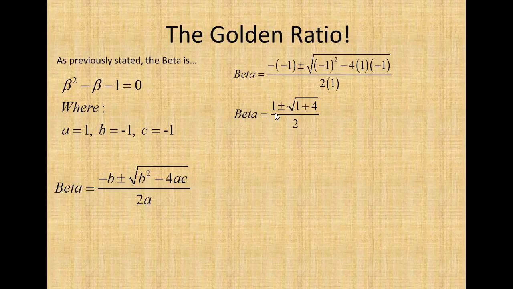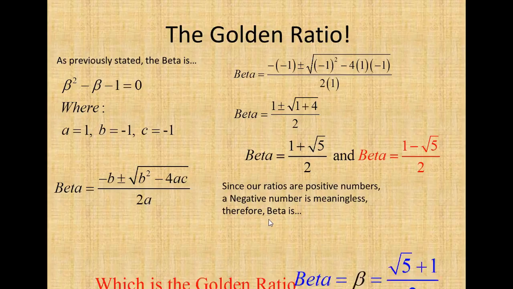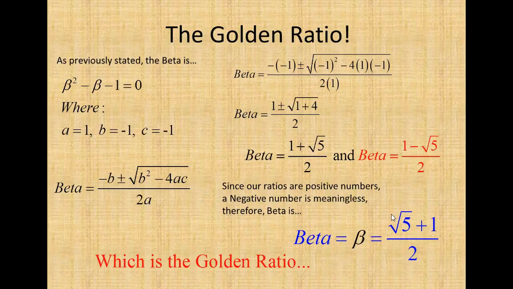And we get beta is equal to 1 plus or minus the square root of 1 plus 4, all divided by 2. So beta equals 1 plus square root of 5 divided by 2, and beta equals 1 minus square root of 5 divided by 2. Well, 1 minus square root of 5 divided by 2 gives us a negative number, which we don't need. Since our ratios are positive numbers, a negative number is meaningless. Therefore, beta is equal to the square root of 5 plus 1 divided by 2. And this, my friend, is the golden ratio and how it's derived.